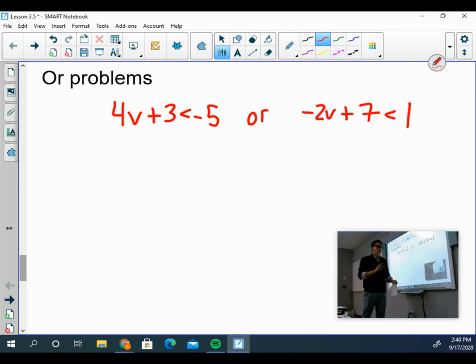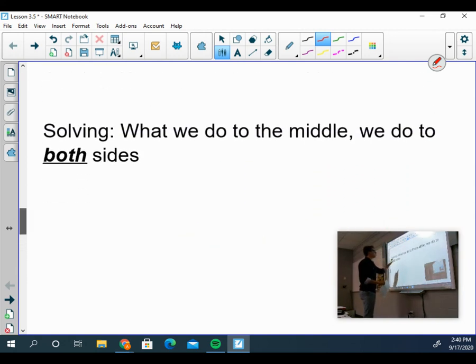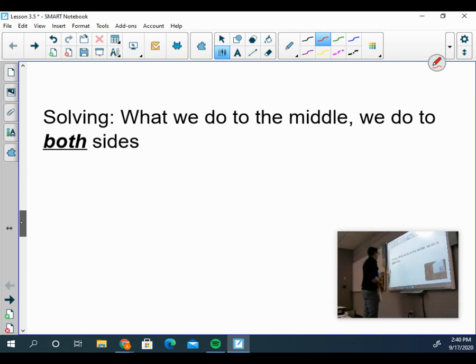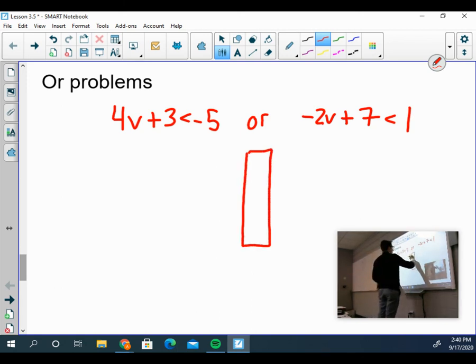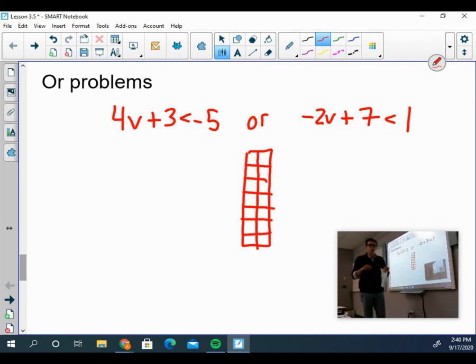Now, and inequalities, remember, what did we talk about? What we do to the middle, we do to both sides. We tried to get the variable in the middle alone. That was for and inequalities. Or inequalities are much simpler. It's just like doing 2 problems. It's like a wall is here, and we're going to solve them completely separately. They don't exist together. The and, we're all happy together and in the middle. The or, we're completely divided. Just solve the 2 separate.